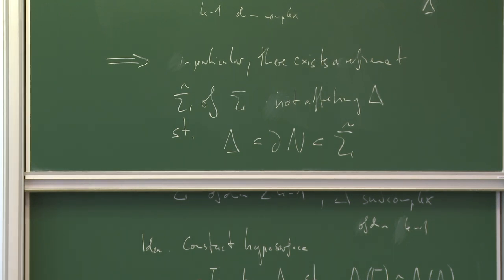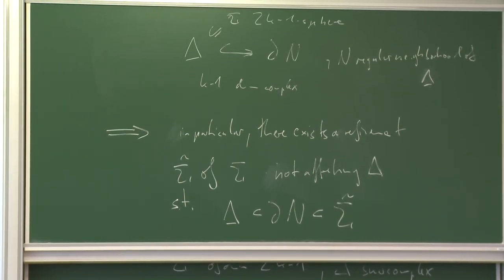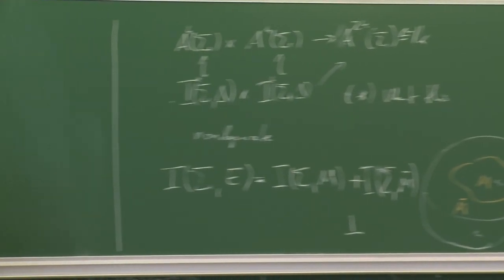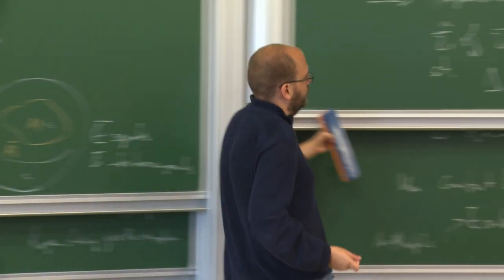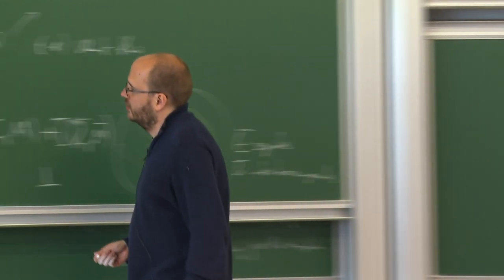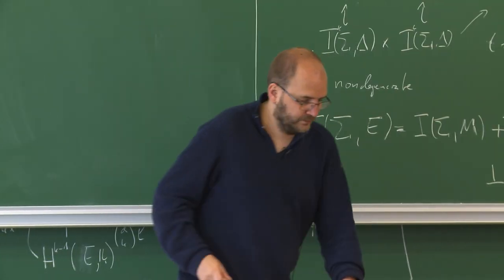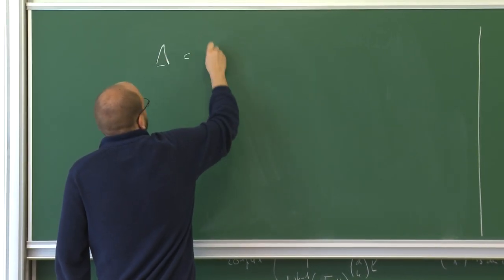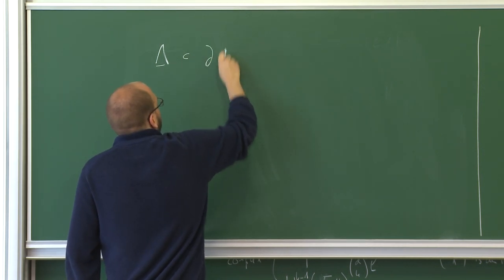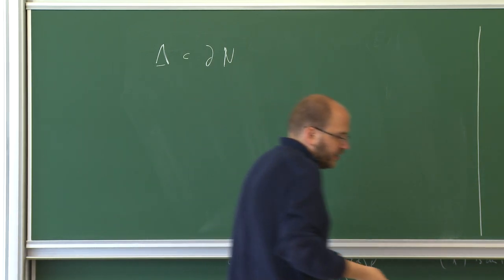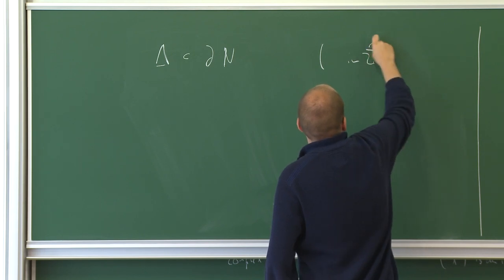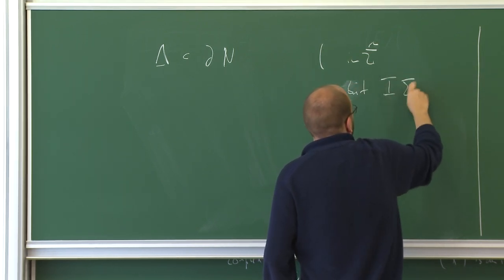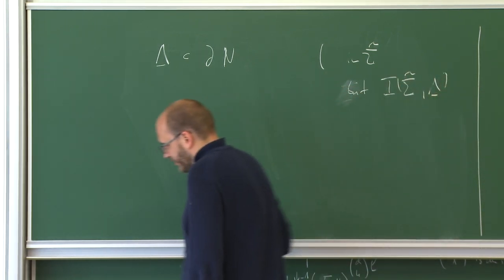So, how does this help me? Maybe I should look this up. That's better. So now I have delta, a subcomplex of some closed hypersurface. This is what we have arrived at now. Now we are in sigma tilde, but as we observed, we can look at I sigma tilde delta instead of I sigma delta, so we are fine.